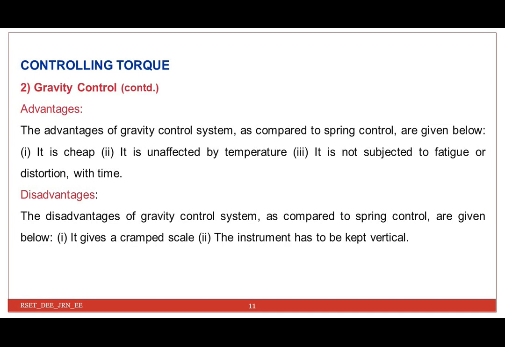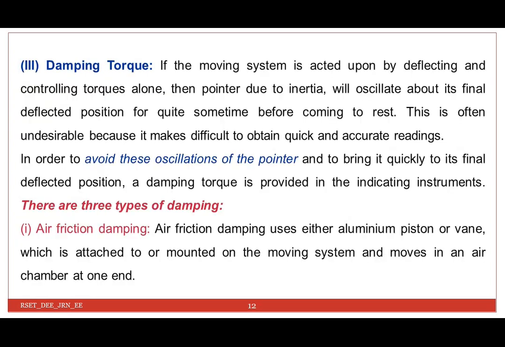Now, there are several advantages of gravity control over spring control. The advantages are, it is cheap. It is unaffected by temperature. It is not subjected to fatigue or distortion with time, unlike spring control. Now, disadvantages. It gives a cramped scale. The scale is not uniform. You will find gravity control in moving iron instrument. The instrument has to be kept vertical. Very important. So, those are the advantages and disadvantages of gravity control.